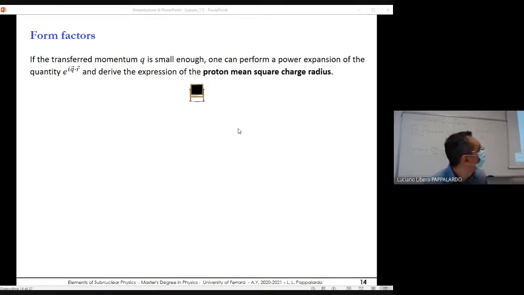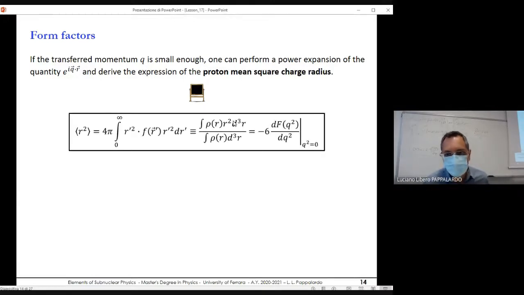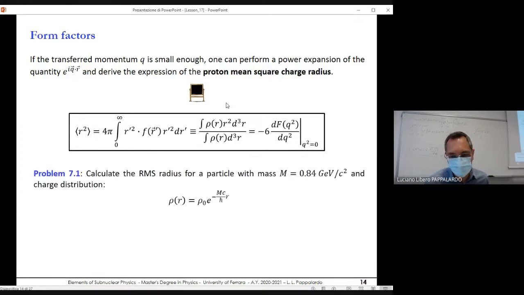So let's go now on the slide. Let's summarize our results for the proton root mean square radius. We derived it in this form here, but the experimental way to measure it is by differentiating the analytical shape of the form factor in the limit where q squared goes to 0. And we can also compute it using this expression. So let's now do an exercise on this.